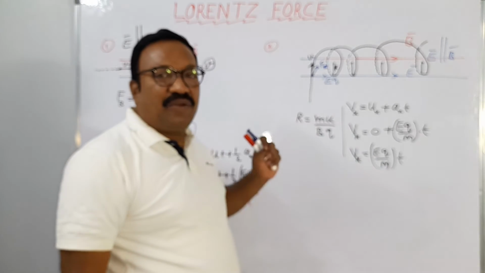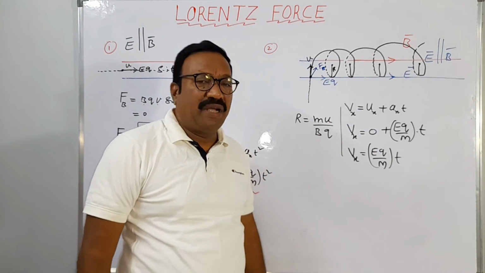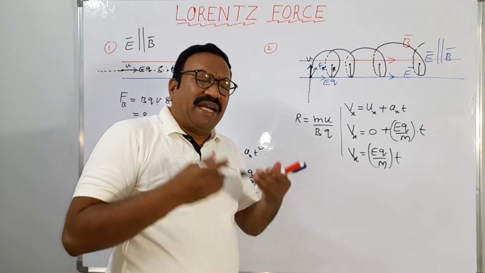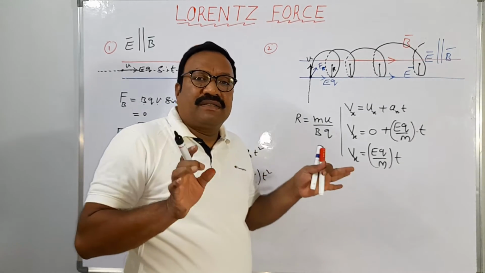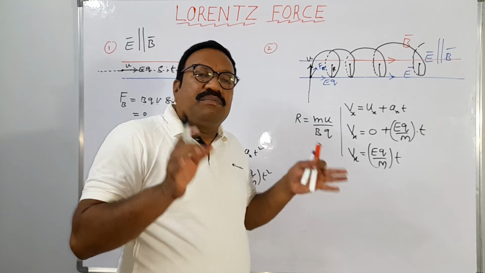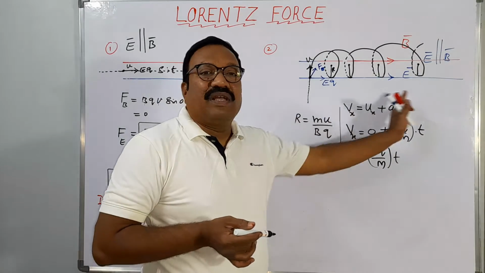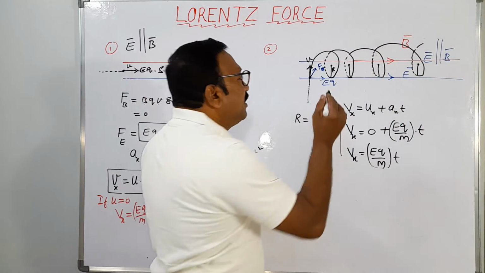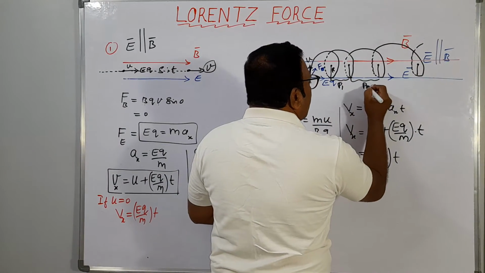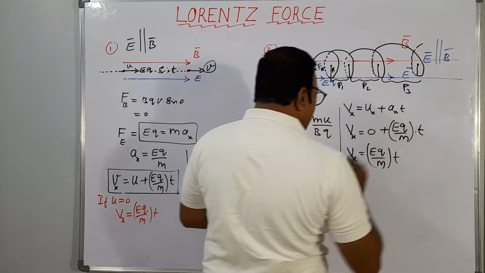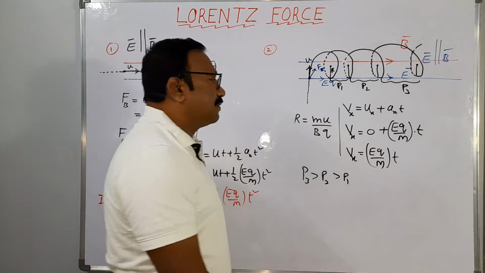What is the magnetic field trying to do? It cannot change the magnitude of velocity. It can change only direction. So the magnetic field at most keeps rotating the particle in circular motion. That's all. Because it cannot increase magnitude. So this will happen and this will also happen. Because the horizontal velocity is increasing, the pitch will be increasing. Let us say this pitch is P1, this is P2, this is P3, then I can say P3 is greater than P2, which is greater than P1.